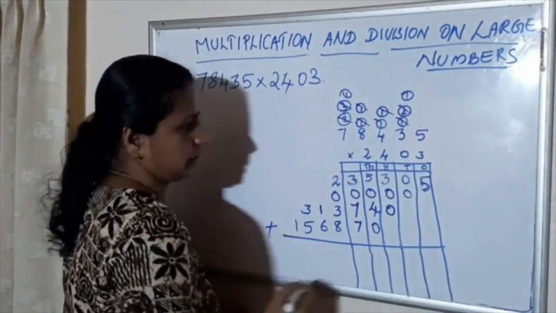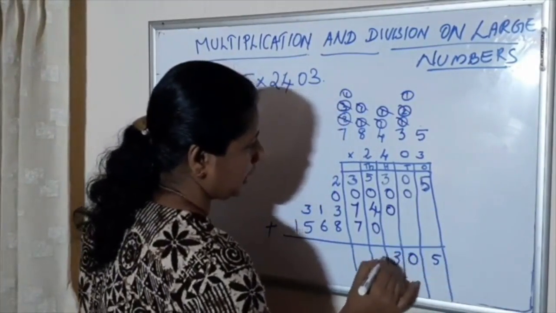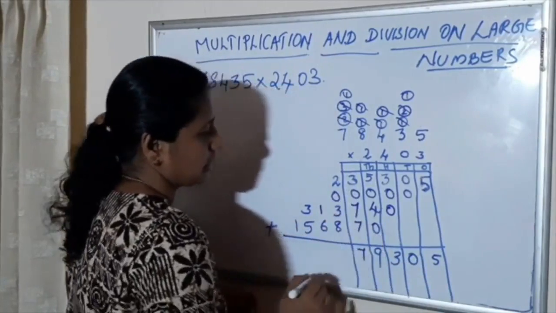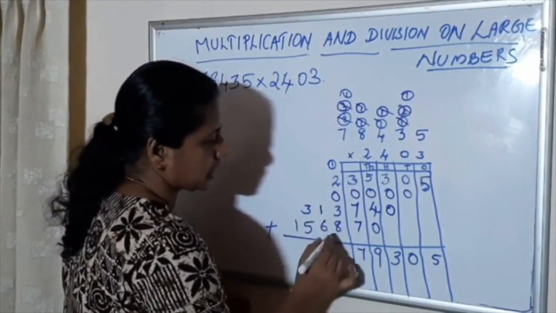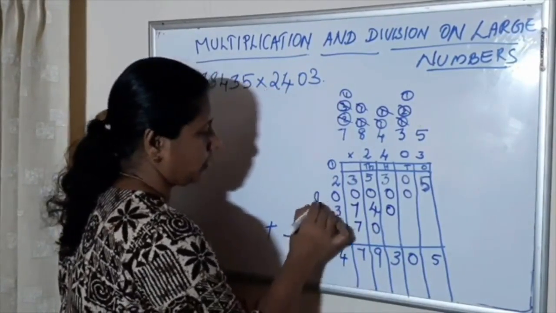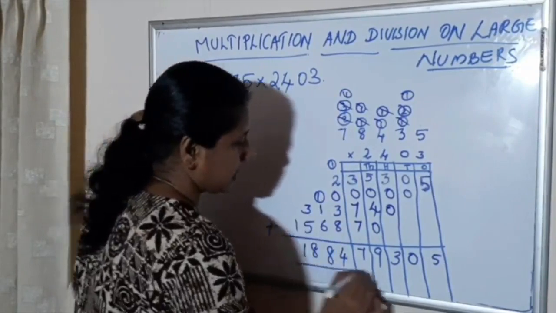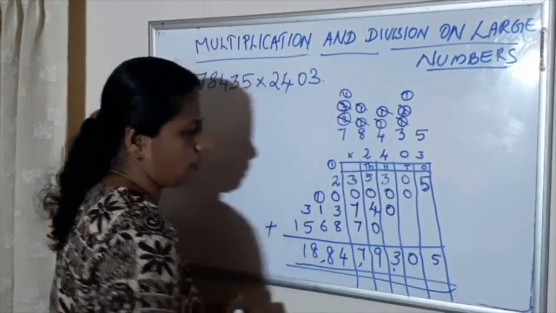Okay, next add it together, that is 5, 0, 3, 9. 7 plus 3, 10. 10 plus 7, 17. Carry over 1. 1 plus 2, 3. 3 plus 3, 6. 6 plus 8, 14. Carry over 1. 2 plus 6, 8. 5 plus 3, 8. This is your answer. After that, insert commas. Clear?